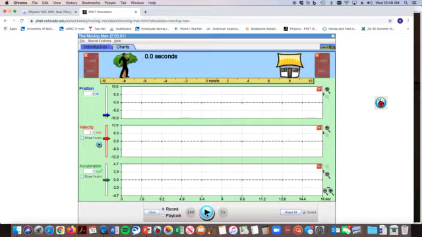So here we go. Let's start. Ready, set, go. And let's run it for about 4 seconds here. Wow, I'm getting pretty good at that. Almost stopped him at 0. Okay. All right.